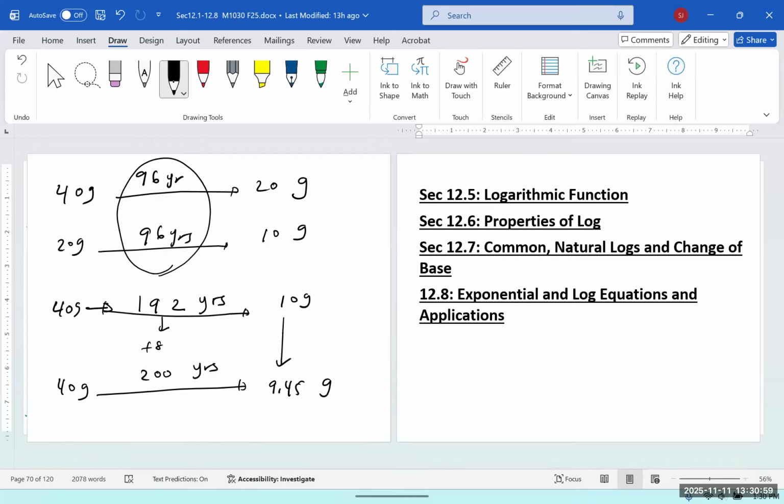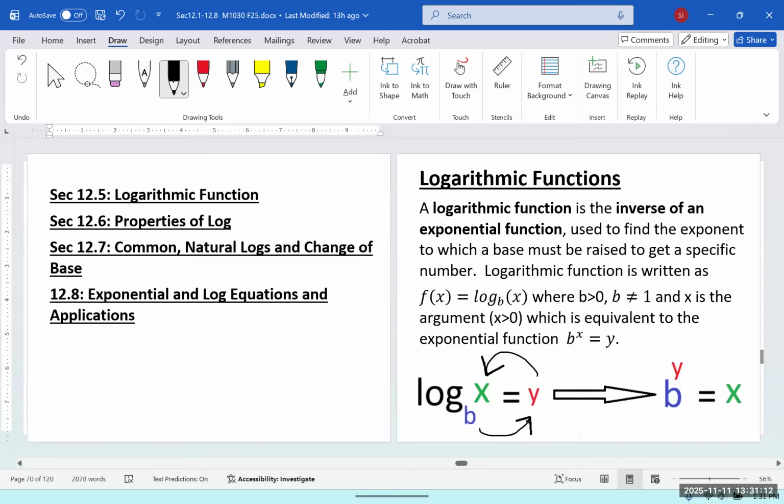With this, you're done with 12.1, 2, 3, 4. Now you're going to a new section with a new type of function, logarithmic function. So what is logarithmic function? It's the inverse of the exponential function. So whatever information we learn about exponential, we are going to reverse them, and you'll get the information for logarithmic function.